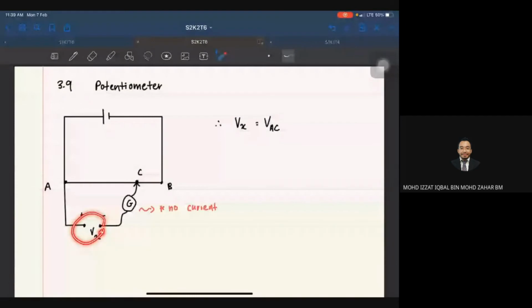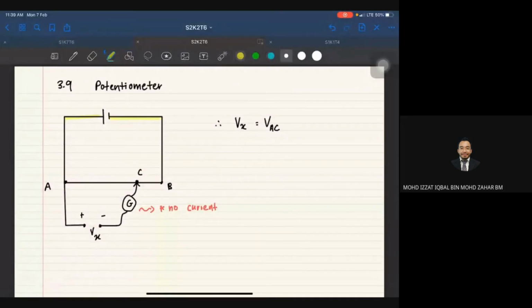Okay. So the setup for potentiometer consists of a circuit, a loop that we call a driver. So the yellow part here, which I highlighted, is the driver part. Okay.